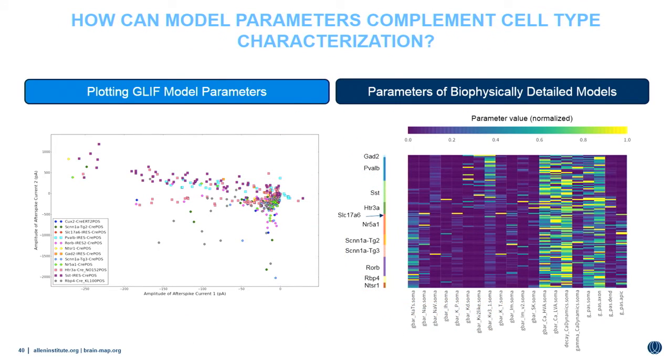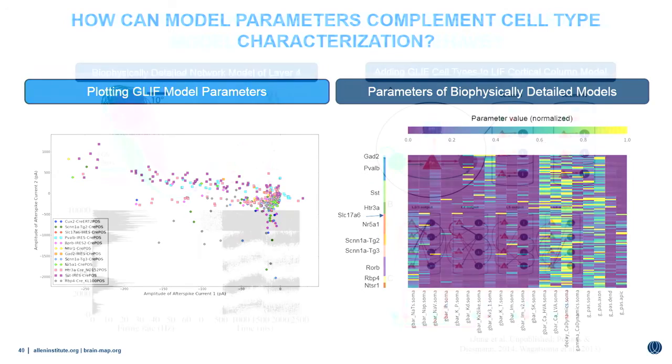We can also use the model parameters of all the models in our database to see if they can complement our cell type characterization. So you can do things like what's shown on the left, which is basically plotting different model parameters against each other, in this case from the glyphs, and see what kind of different clusters or different areas of space those models represent, and then see if those connect to different cell types. On the right, you have the set of biophysically detailed model parameters, and you can compare those to other things we know about the cell, like the Cre identity of those particular cells.